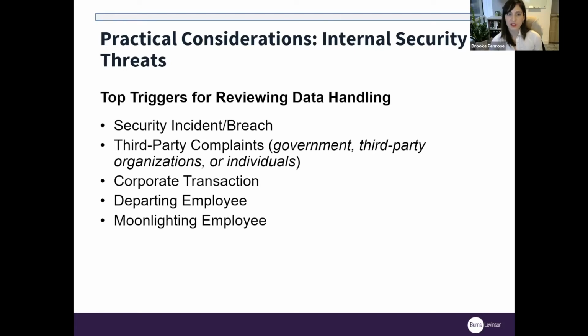Finally, looking at changes in your relationship with your employees, including departing employees and/or employees who are moonlighting and no longer work exclusively for your organization. These can prompt you to evaluate whether appropriate safeguards are already in place to ensure that employees' new working relationship isn't likely to expose your organization's data or otherwise provide an opportunity for the employee's misuse of company data.